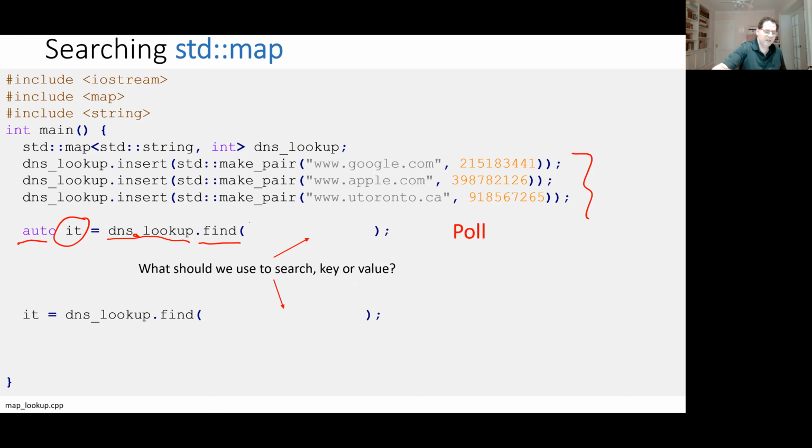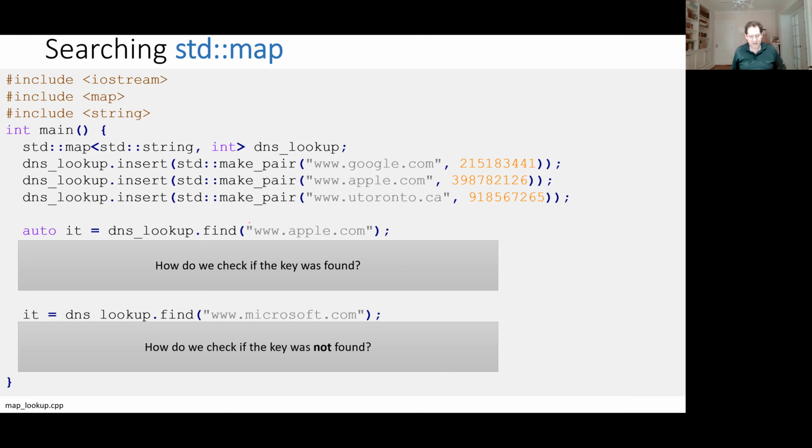Okay, so most of you guessed that, and if you didn't, that's the answer. So we pass in the key. Let's say one of our keys that we're looking for is Apple. We can pass in that string. It's going to return an iterator, so a pointer to the node that matches this key.